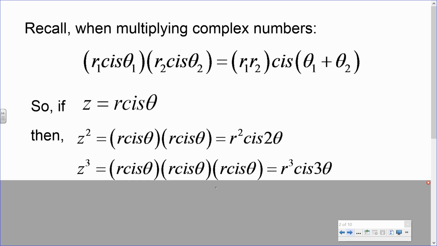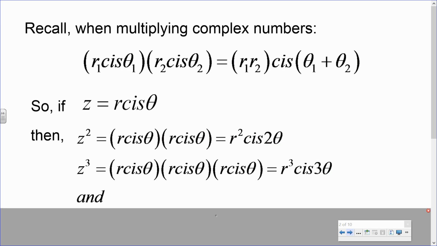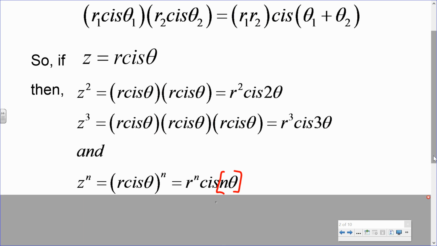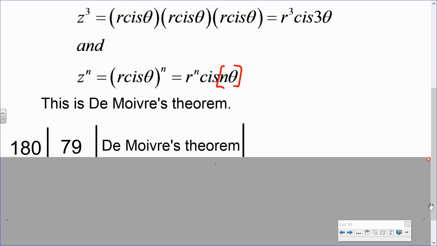If we wanted to raise it to the 3rd power, we just take what we had right here times another R cis theta, and if we multiplied the magnitudes, we'd have R cubed, and if we added 2 theta and theta, we'd have 3 theta. And so on and so on. Are you starting to see the pattern in there? So if we want to take a complex number in polar form and raise it to a power, we're going to take the magnitude to that power, and then we're going to have cis of that power times the angle. And that is DeMoivre's theorem.